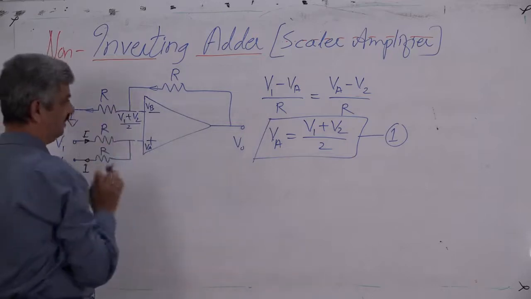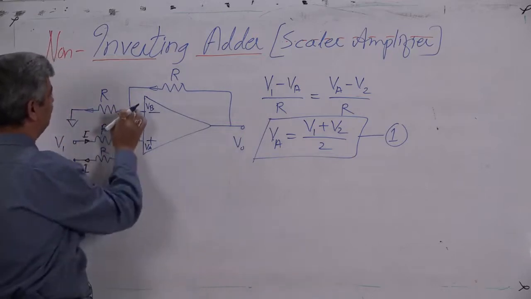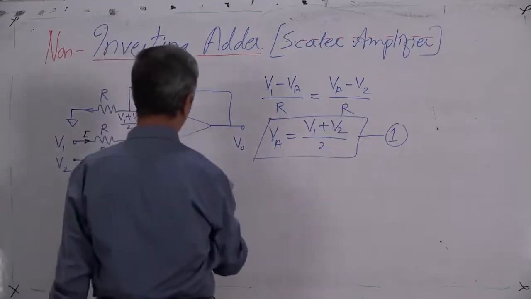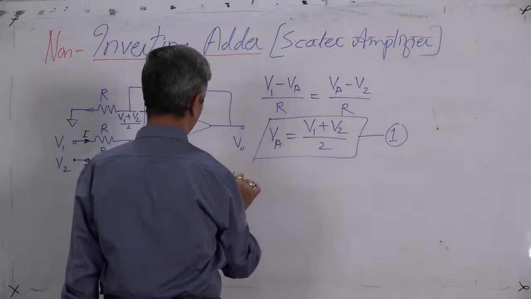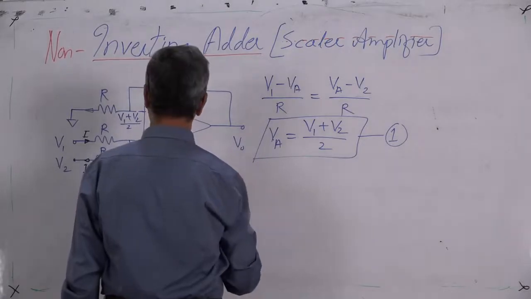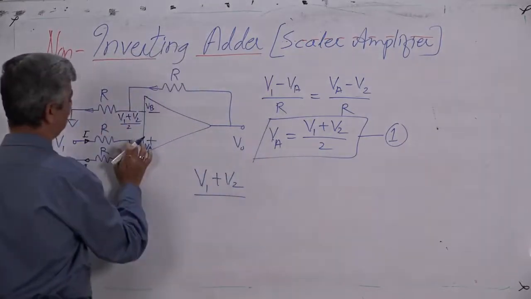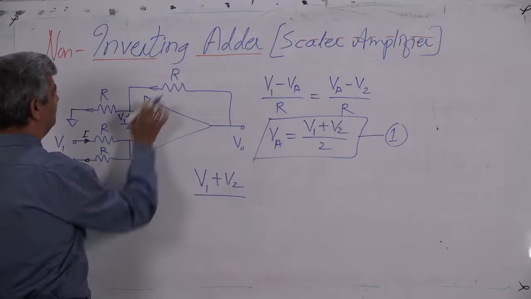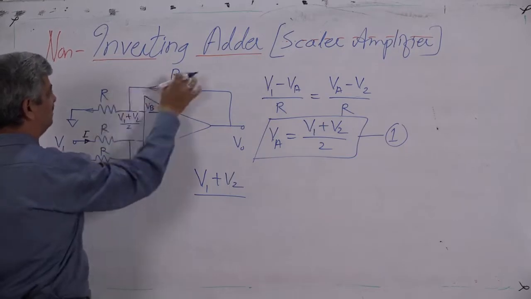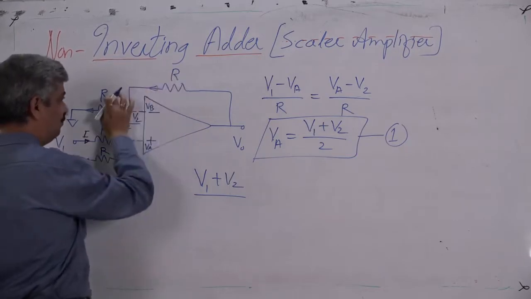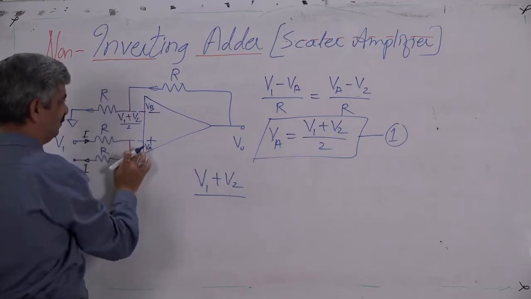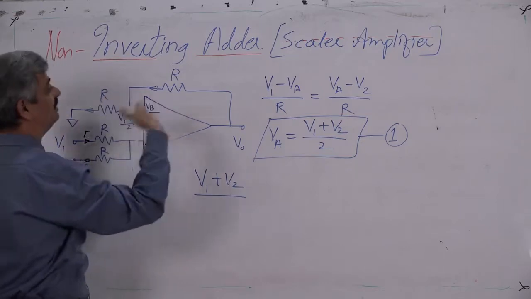So, applying Kirchhoff's law at this node, (VB minus 0) upon R. What is VB? VB is (V1 plus V2) by 2, so it has become a non-inverting amplifier whose gain is 1 plus RF upon R1. So, this is V1, this is V2, this is R, this is R. R upon R is 1, so 1 plus RF upon R, that is 2. The input is (V1 plus V2) by 2, gain is 2, output is V1 plus V2.